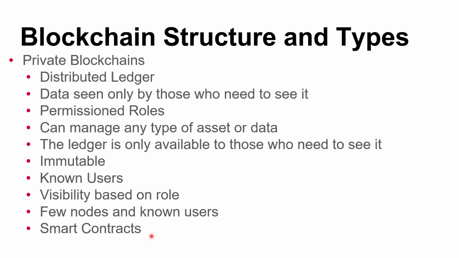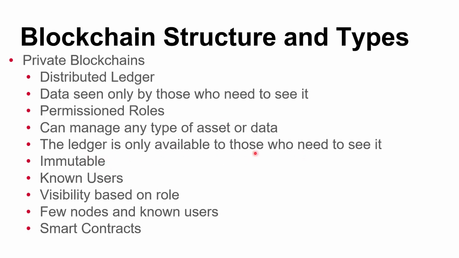So private blockchains have the distributed ledger, and data in this case can only be seen by those who need to see it. So there are permissions in a private blockchain. Examples of some private blockchains would be Corda, or Hyperledger Fabric, or even Hyperledger Sawtooth. They can manage any type of asset or data. Yes, that's what we want.